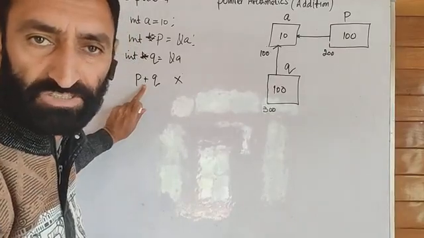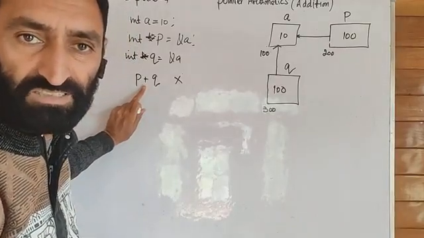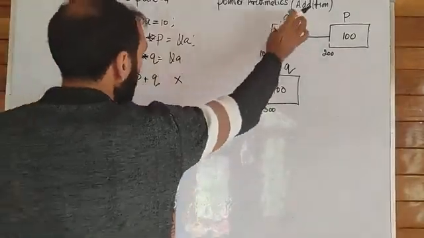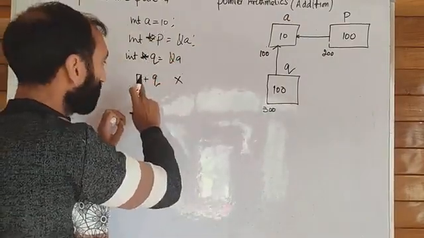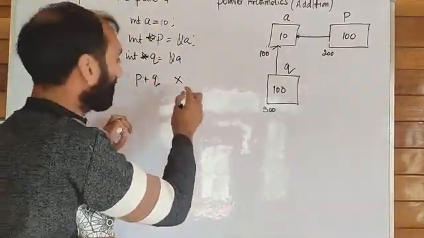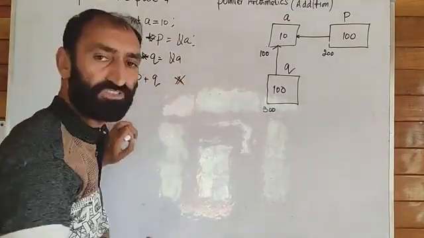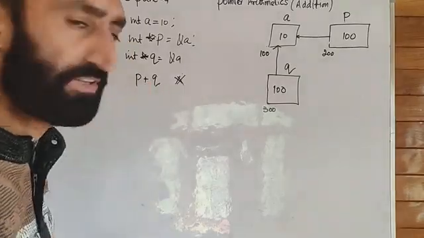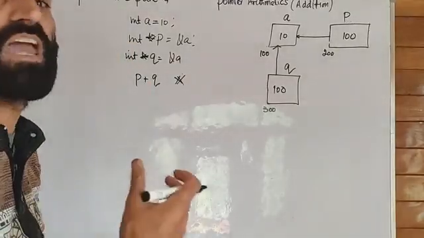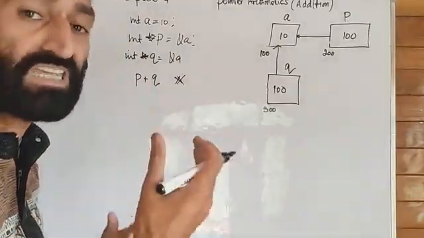We cannot add pointers. First of all, we are studying the addition of pointers, but adding two pointers, p plus q, is illegal in C. It is wrong in C. Then how can we perform the addition of pointers?